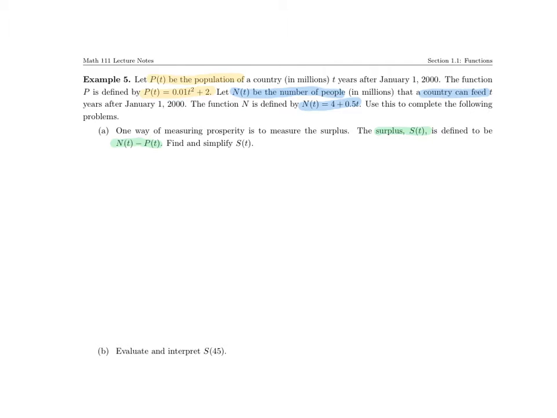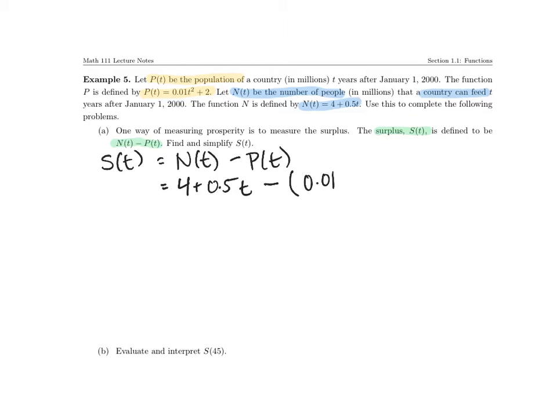So let's actually find S of t. S of t is equal to n of t minus p of t. Let's plug that in. n of t is 4 plus 0.5 t. You'll notice I try to make my t's a little curvy so they look different than my plus signs, but if you get confused, please let me know. Minus 0.01 t squared plus 2.